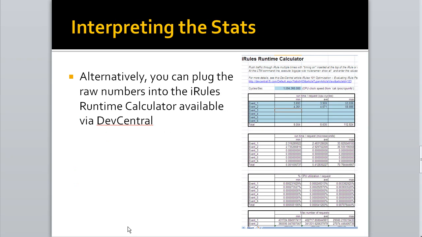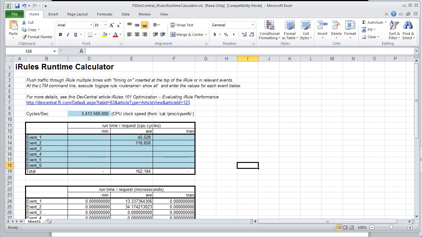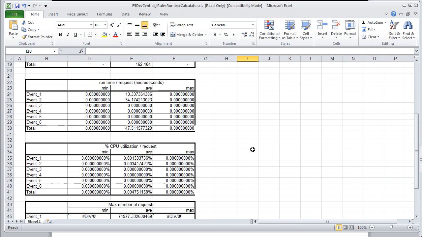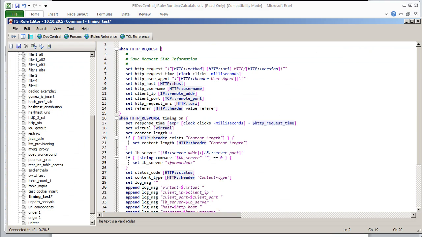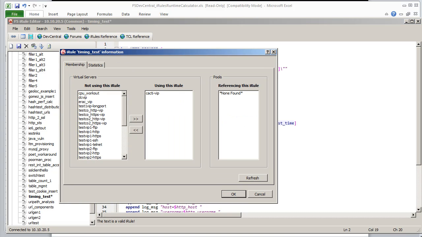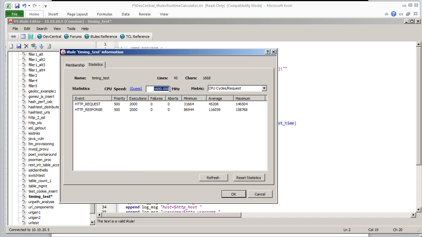So, interpreting stats, once you have it, the calculations aren't that complicated. They're built into this spreadsheet, and you can download that from Dev Central. In that, you plug in your numbers, and then it gives you your data. The other way to do it is you can come into the iRule editor, right click on an iRule, go to properties, and then to statistics, and then you want to put in your value.